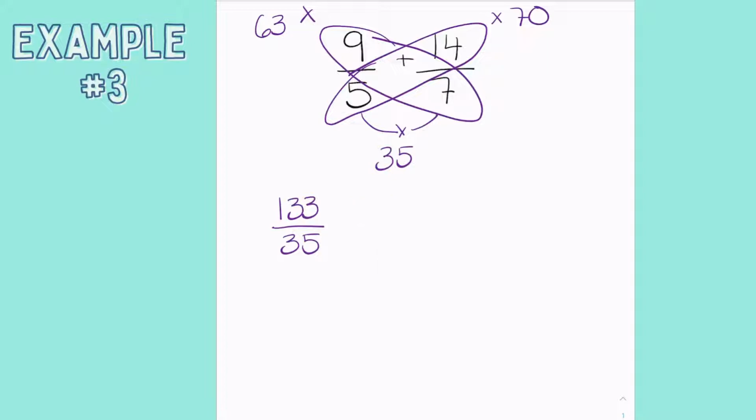As a math teacher, I'm going to remind you to reduce, reduce, and reduce. So in this example, I know both the numerator and denominators are multiples of 7, so I'm going to divide the top and the bottom by 7, giving us 19 over 5.